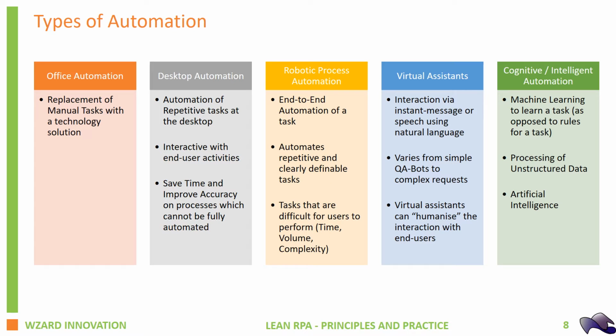But since RPA actually has no interaction with humans, it's important to understand that the process must digitally be able to be triggered and must be able to interact with the underlying systems with no further human interaction. So it covers all of the tasks that would have been covered by the human, and therefore the end-to-end process typically needs to be automated.